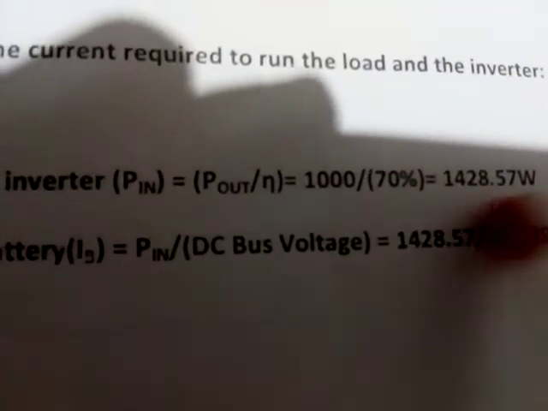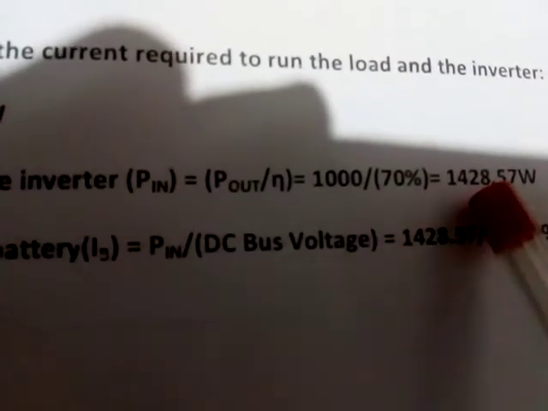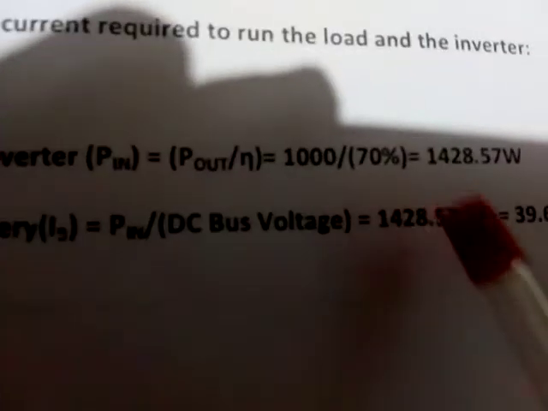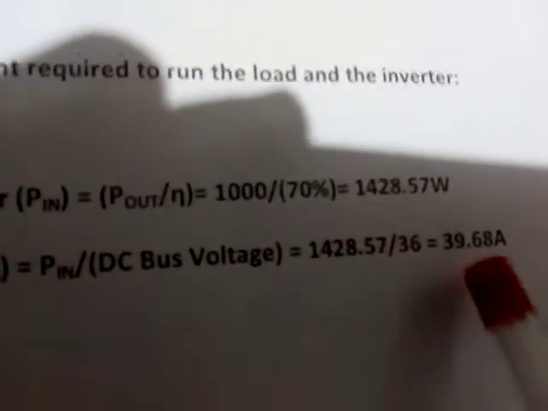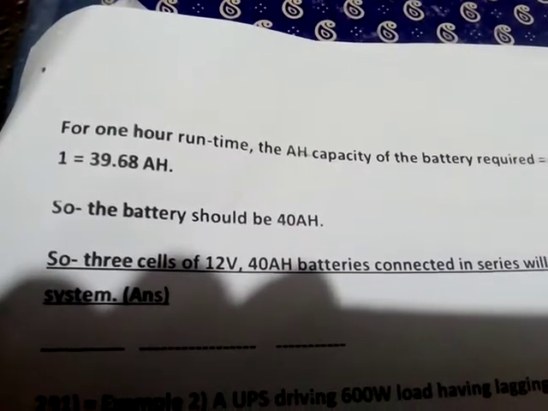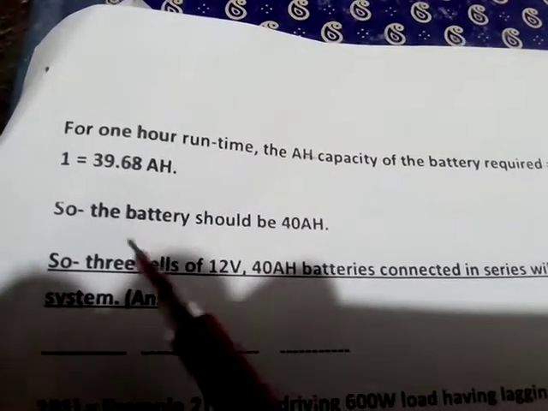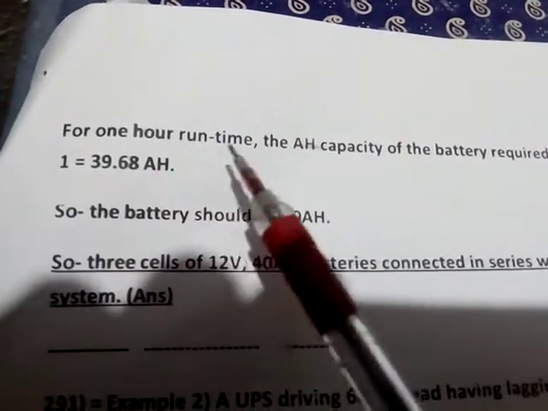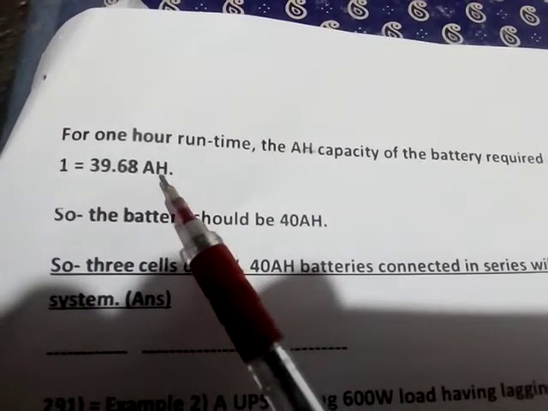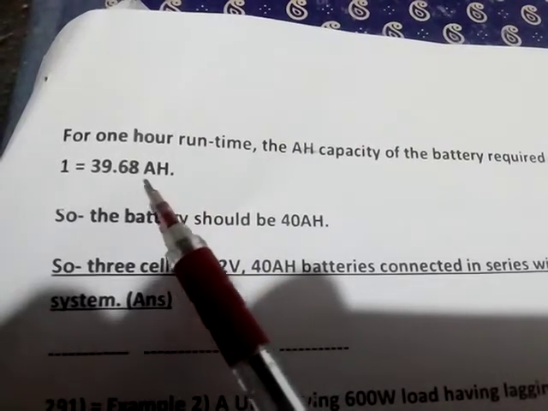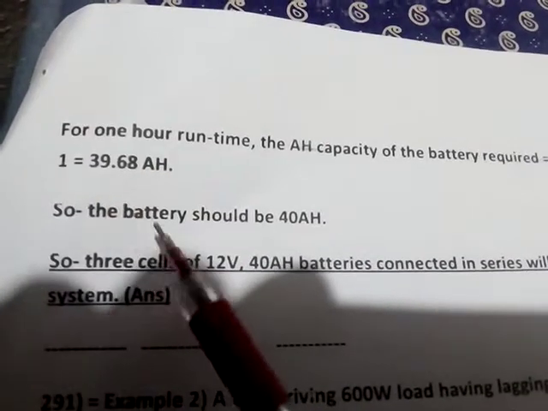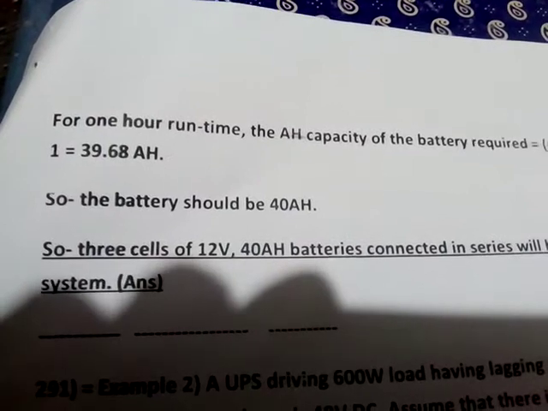Once you get the battery output, divide the battery output by battery voltage, 36 volts, it is given. It gives the current delivered by the battery. You have current delivered by the battery, multiply by time, which is 1 hour, you will get ampere hour capacity of battery. 39.68 into 1 is equal to 39.68. If it is 2 hours, multiply by 2. So you can round it off to 40 ampere hours.